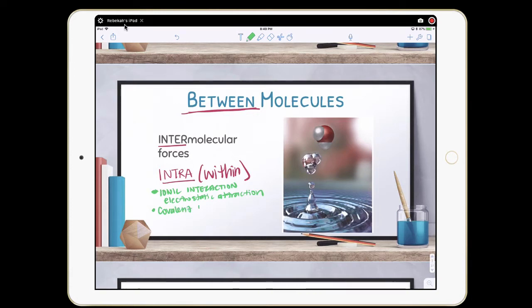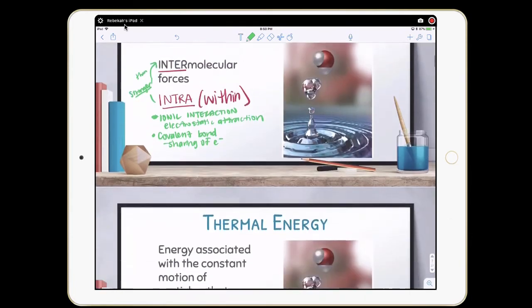Covalent. So a covalent bond. This is the sharing of electrons that's happening inside the molecule, within the molecule. These are very, very, very strong forces, stronger than the intermolecular forces. So we're now talking about things that are a little bit weaker than bonds or ionic interactions, but they still exist, these forces, and they help us out a lot by making water the way it is, for example. So let's move on to the next slide.